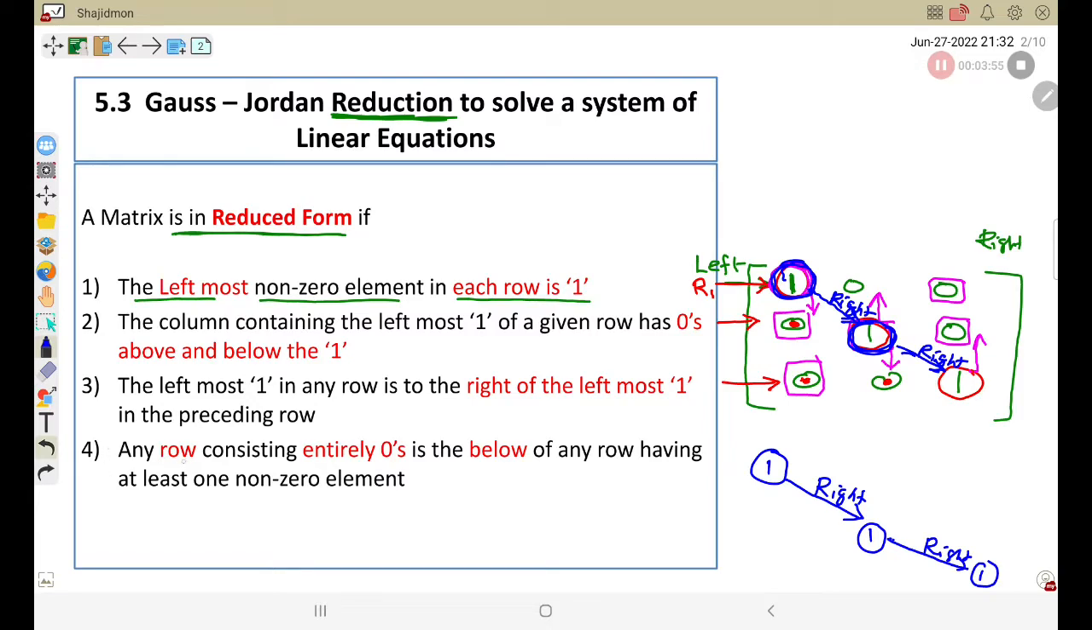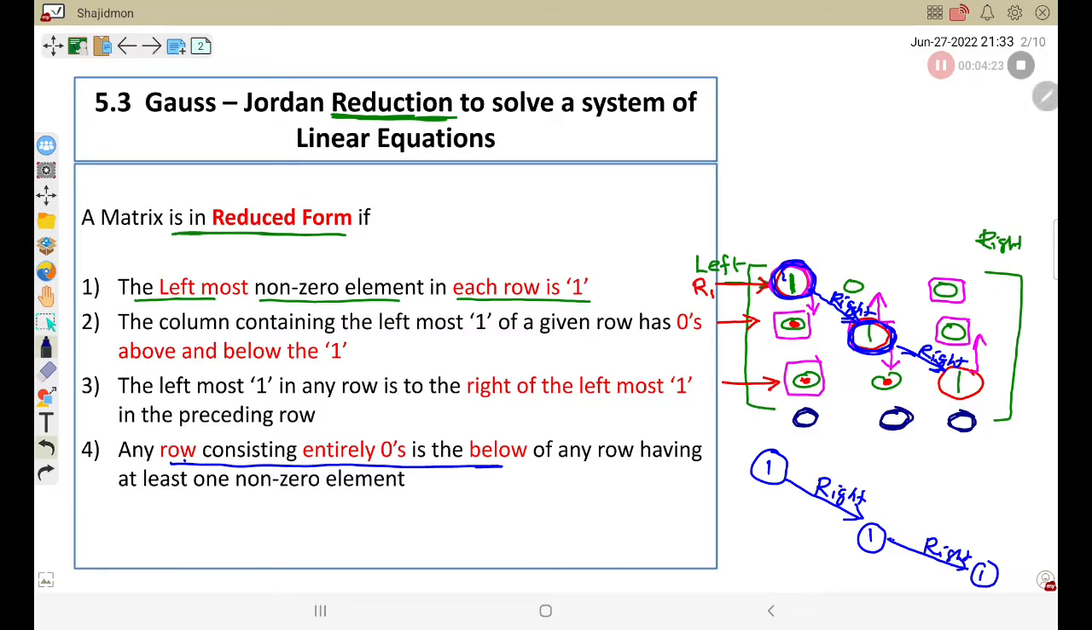Fourth condition: any row consisting entirely of zeros should be last. For example, if any row has all numbers 0, see 0 0 0, one row of full zeros, correct? This row should be last. We should not write it in the middle or first or second; it should be the last row. So if any matrix satisfies these four conditions, we call that matrix the reduced form of the matrix.